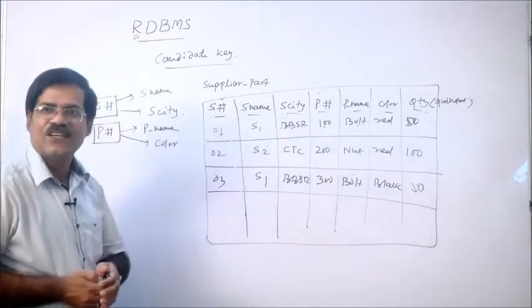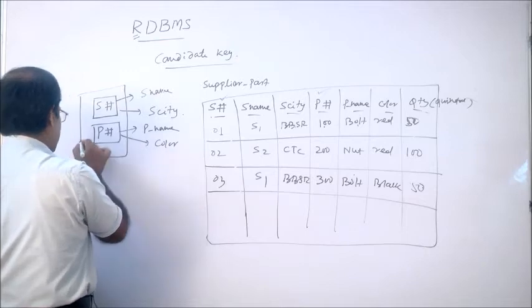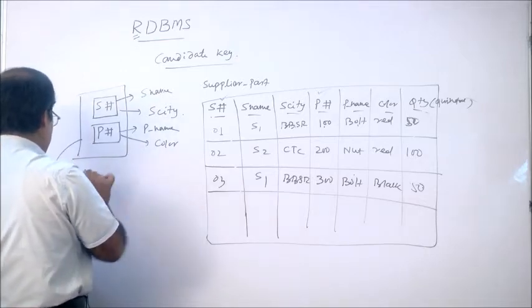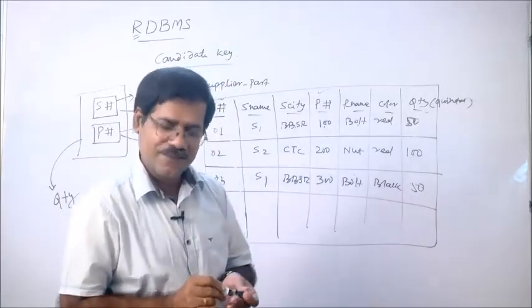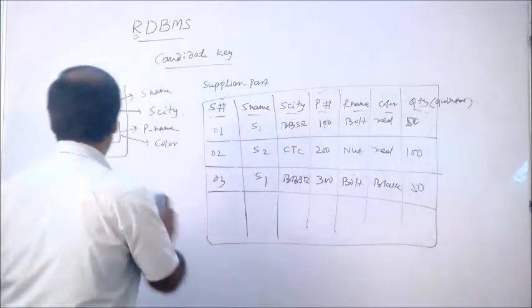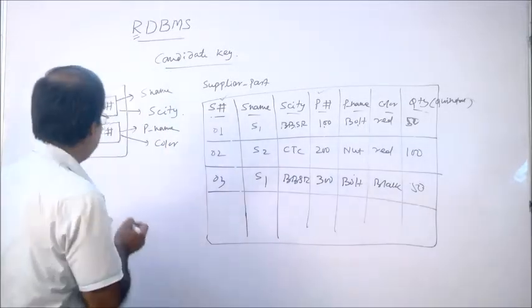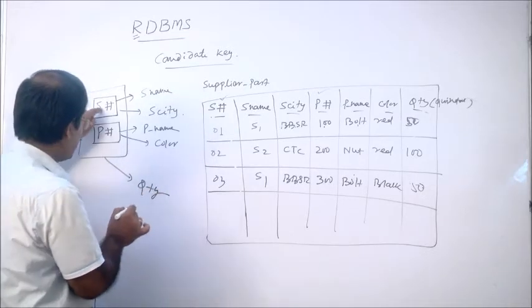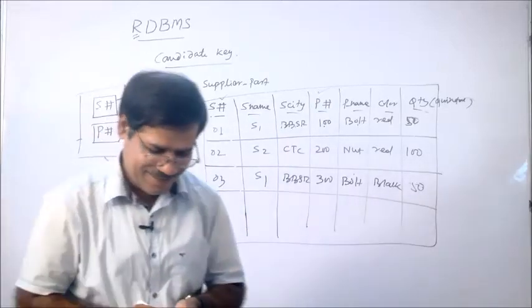So quantity is a term which is fully dependent on both S number and P number. S number and P number will be required to determine the quantities. Okay.